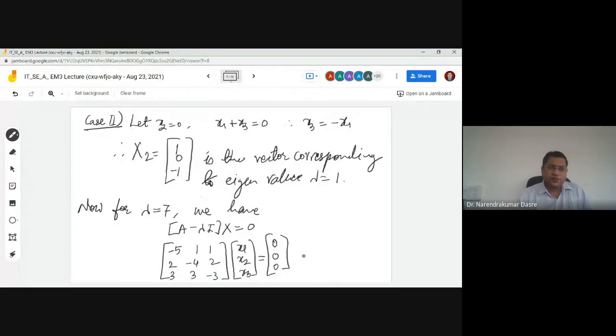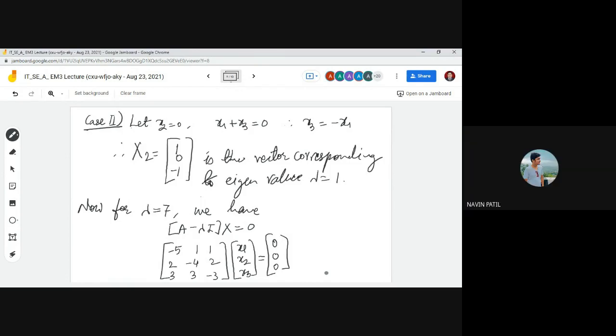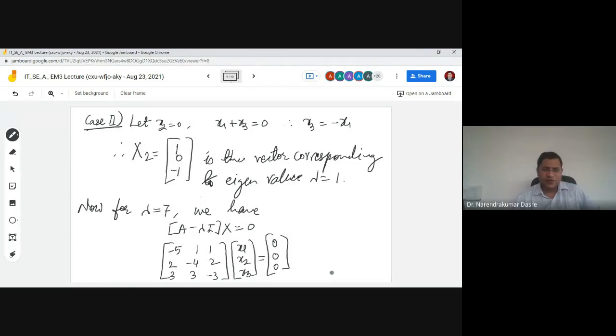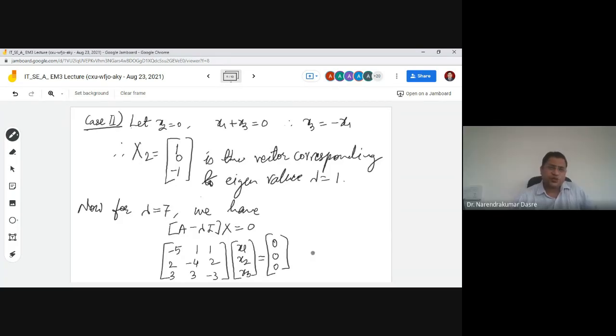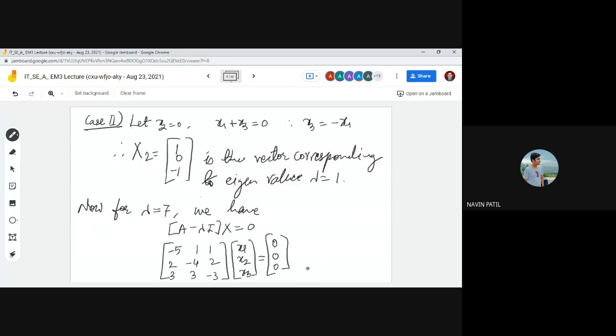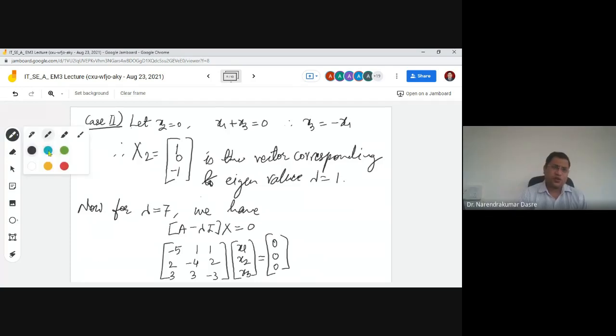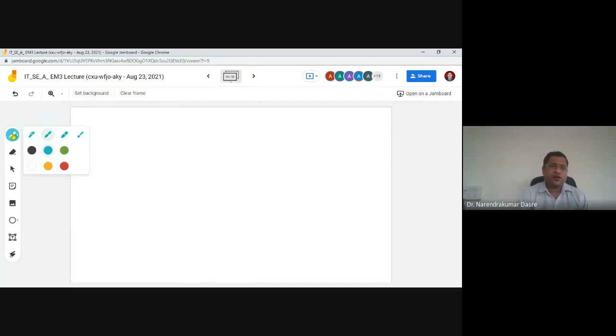So how many distinct equations do we have? Three distinct equations, no? Yes, sir. That means we can choose any 2 and apply Cramer's rule. Which 2 do you want to choose? Second, third. Okay, so let us choose the second and third, and we can say by using Cramer's rule.